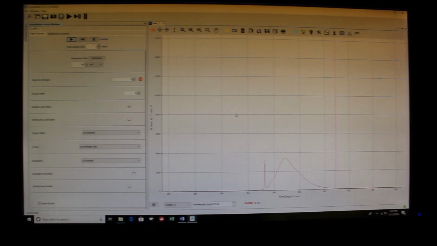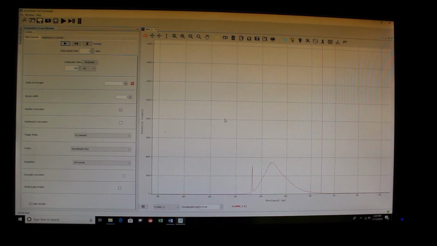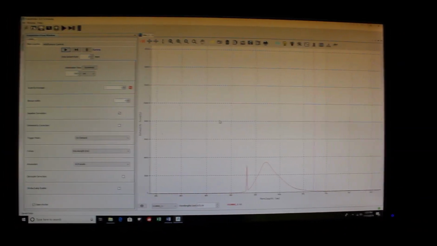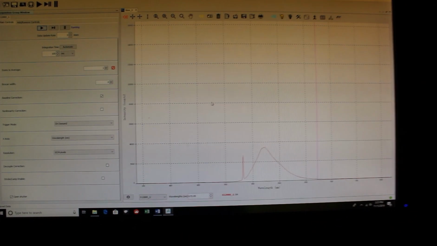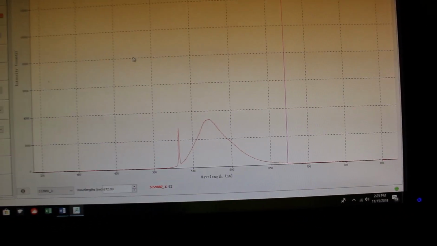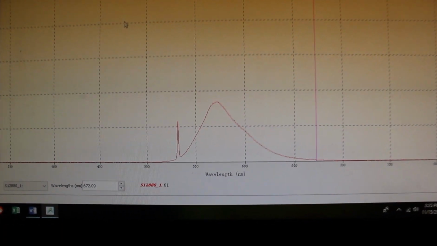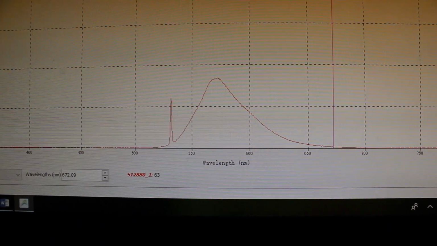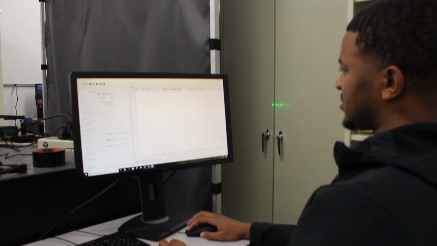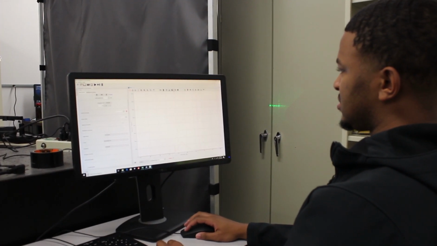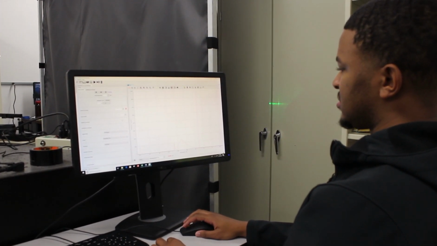The software used in this experiment is the OceanView Spectroscopy software provided to us through the University of North Texas laboratories. This software processes the wavelength and intensity of the light spectra emitted by both the light source and the specimen. Here, that process of data collecting is shown.